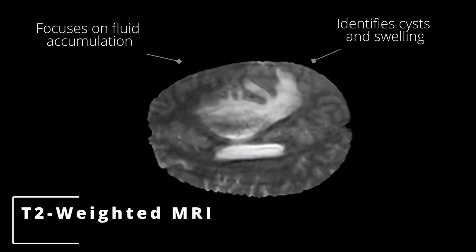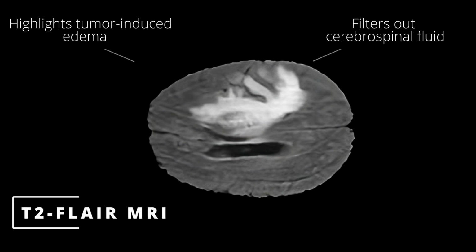This is particularly useful for recognizing swelling caused by the tumor, helping to gauge its indirect effects. Building on T2, T2 FLAIR, which stands for Fluid Attenuated Inversion Recovery, takes it a step further by filtering out normal fluid signals like cerebrospinal fluid so we can focus on edema or swelling around the tumor, which gives a clearer picture of the tumor's impact on the surrounding tissues.